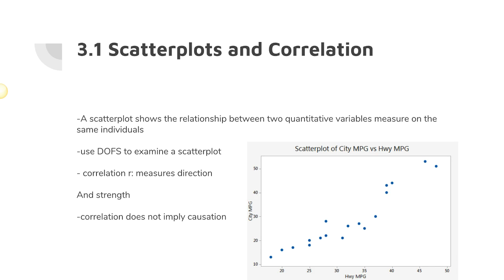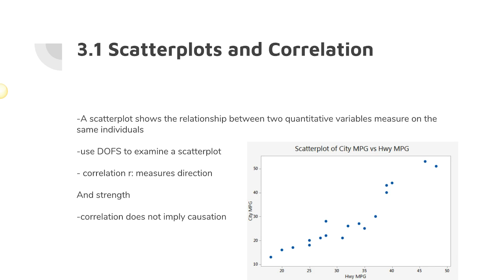When we're looking at scatter plots, we got to use DOFs: Direction, Outliers, Form, and Strength. In this graph that I provided over here, we can see that the direction is a positive correlation. There are no outliers, and the form is that the graph is linear. In addition, the strength is fairly strong since the points are close to each other.